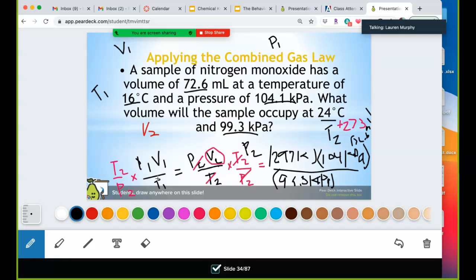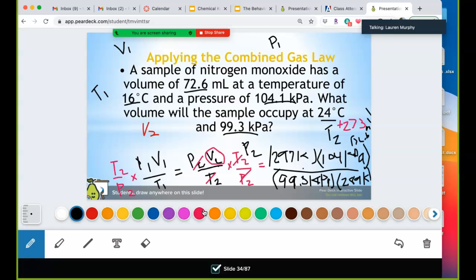And then T1, so not 16, no, you do 16 plus 273. So that's 289 Kelvin. Now, be very careful in your calculator. If you're really good at using parentheses, that's fine. But for me, what I would do in my calculator is I'd hit 297, multiply by 104, multiply by 72.6, and then I'd hit divide 99.3, and then divide again. That's the easiest way to not mess up when you have two things in the denominator.